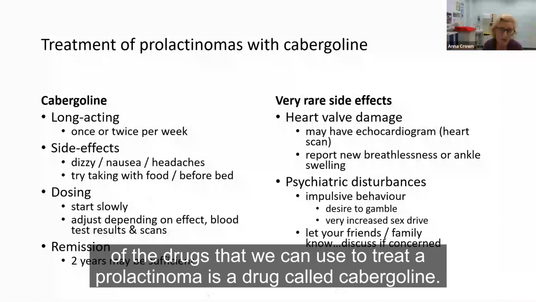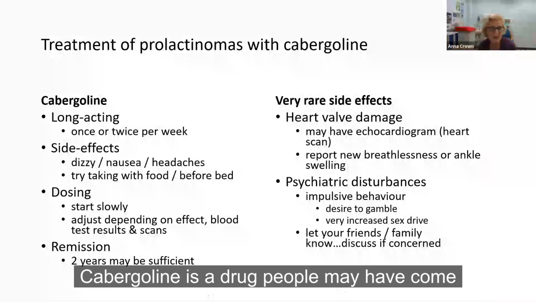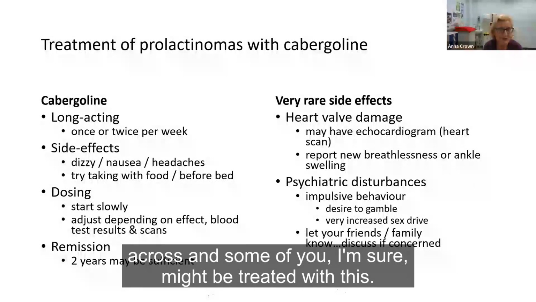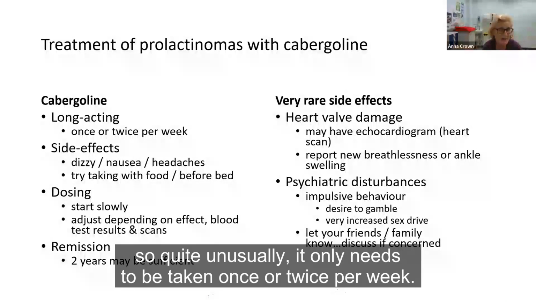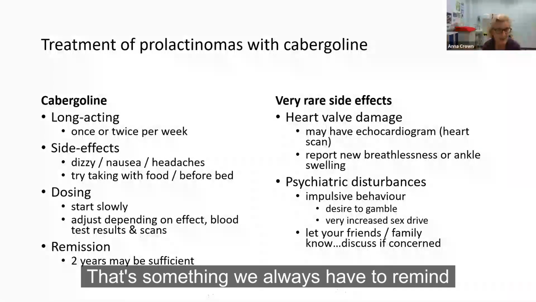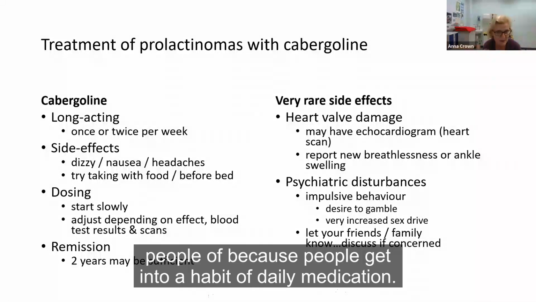So one of the drugs that we can use to treat a prolactinoma is a drug called cabergoline. Cabergoline is a drug people may have come across, and some of you, I'm sure, might be treated with this. Cabergoline is a long-acting tablet. So quite unusually, it only needs to be taken once or twice per week. That's something we always have to remind people of, because people get into a habit of daily medication.